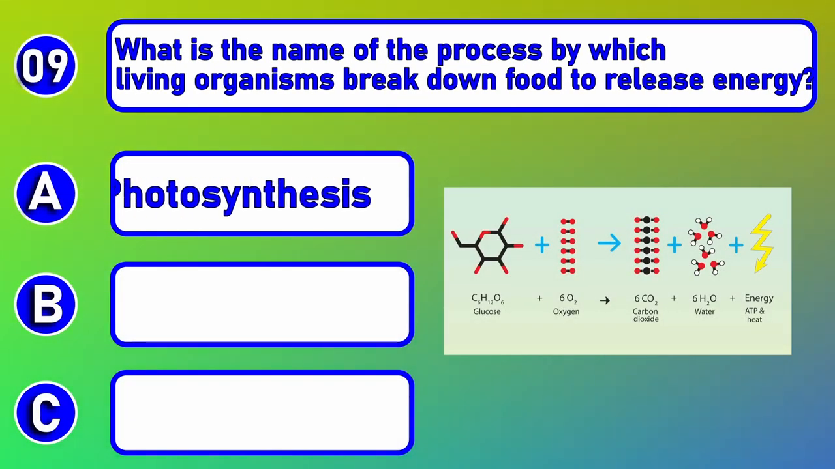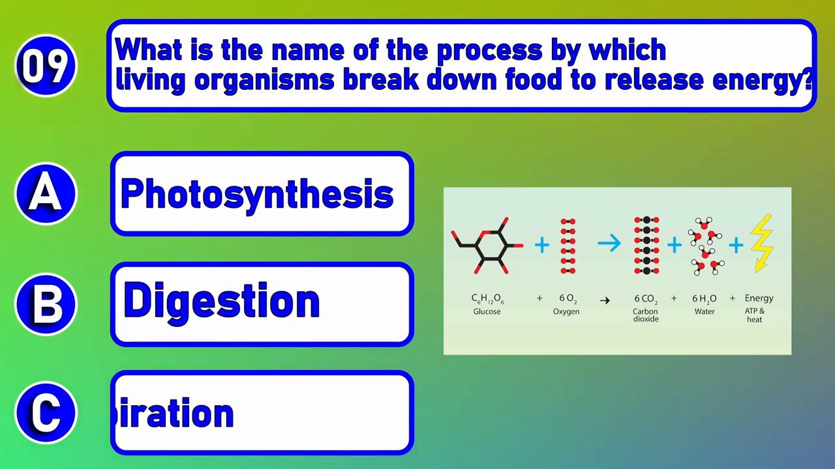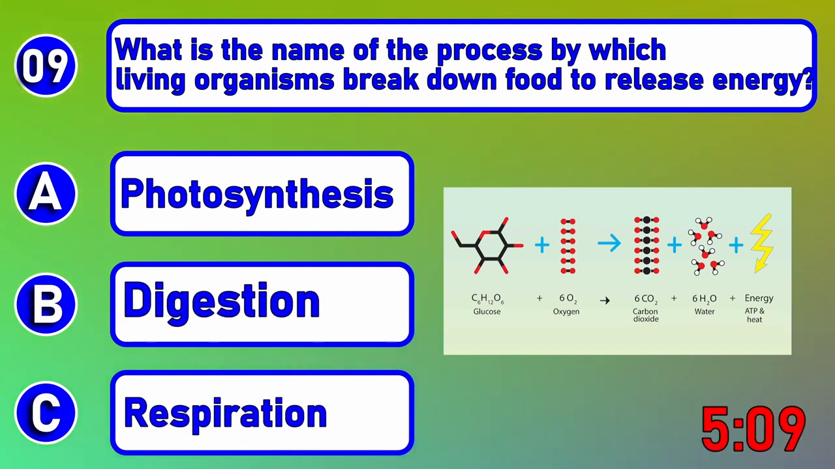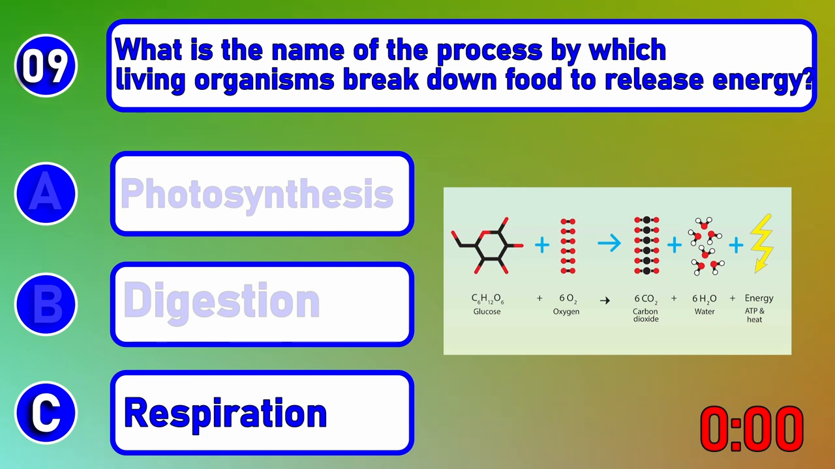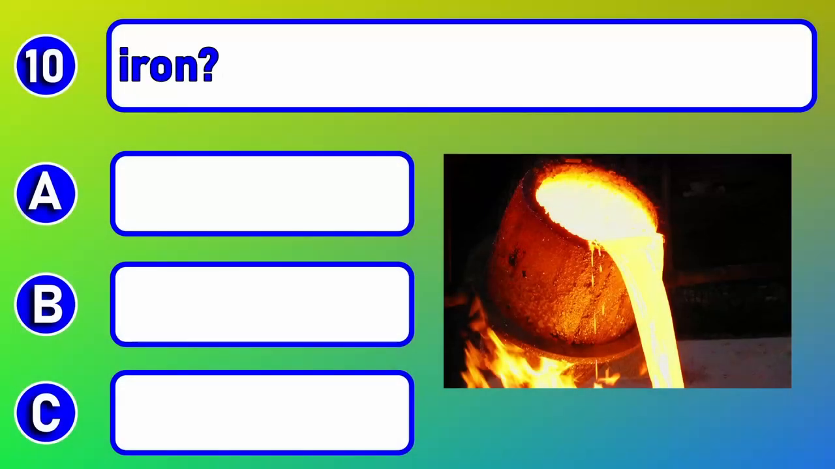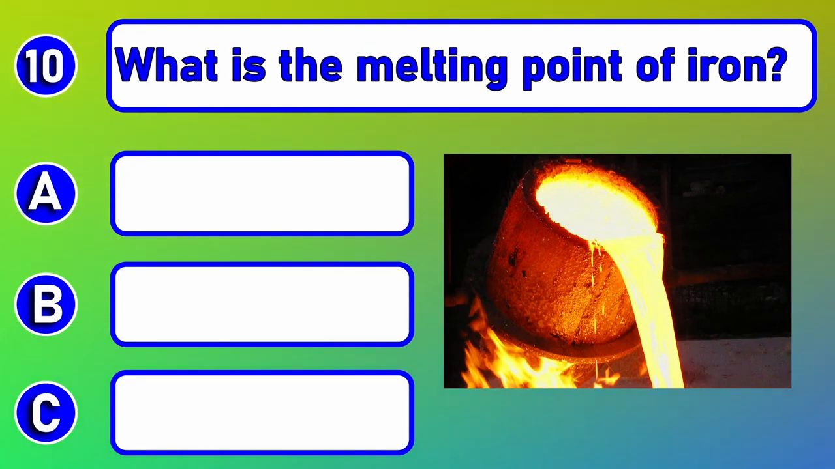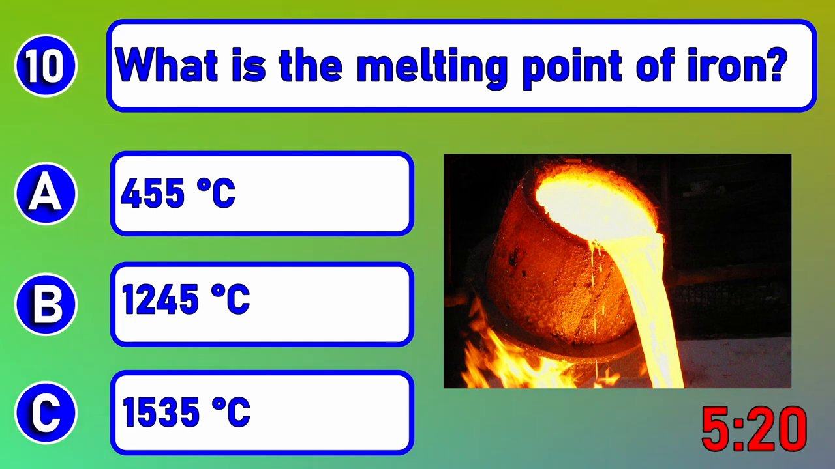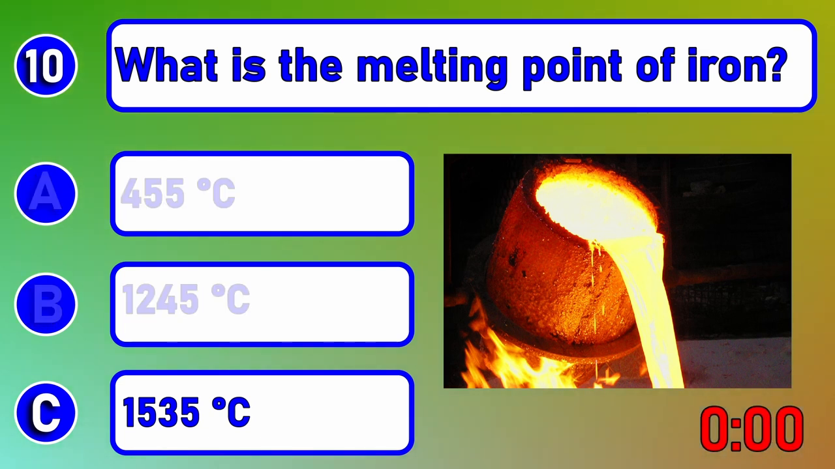Number 9. What is the name of the process by which living organisms break down food to release energy? Is it photosynthesis, digestion, or respiration? And that is C, respiration. Question 10. What is the melting point of iron? 455 degrees centigrade, 1245 degrees centigrade, or 1535 degrees centigrade? And that is C, 1535 degrees centigrade.